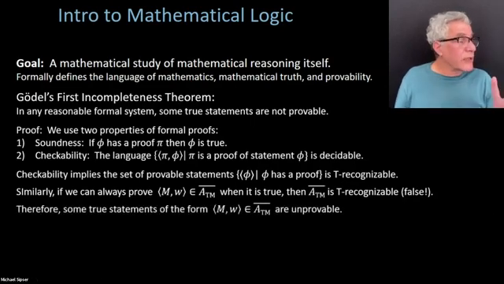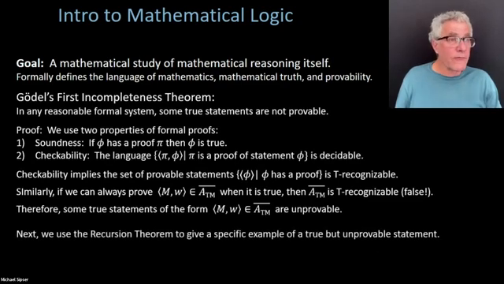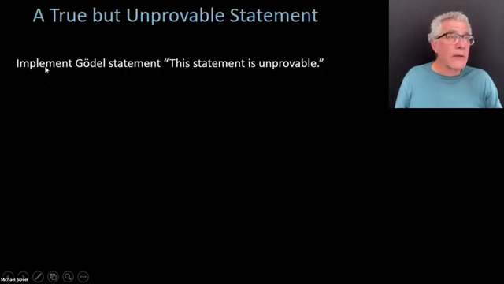Okay, so we've actually done the first half of Gödel's incompleteness theorem. The second half, which we're unfortunately not going to have time to finish, but let me just give you the outline, is that we can use the recursion theorem to give a specific one. What we showed here is that there is some statement of this form which is true but unprovable. It doesn't exhibit a particular one. Now the recursion theorem allows you to give a particular one.